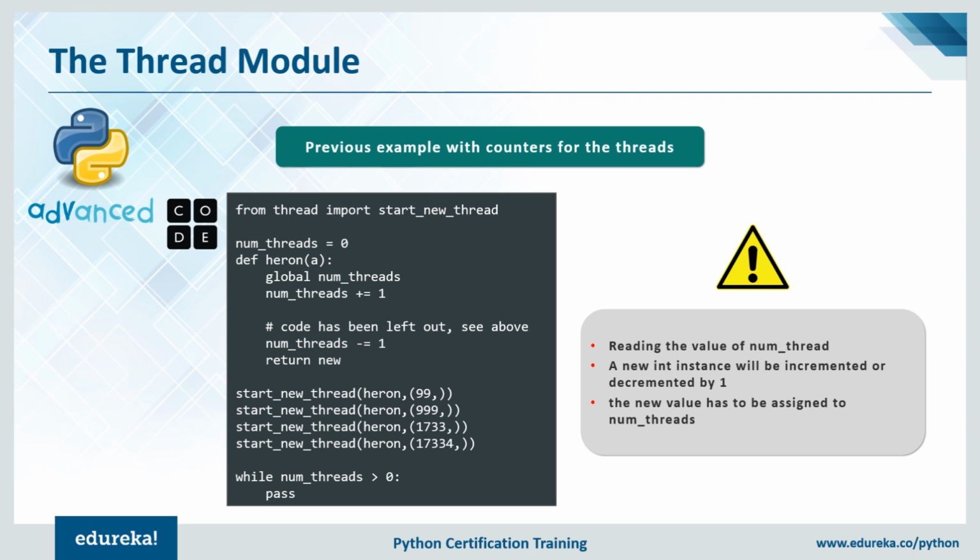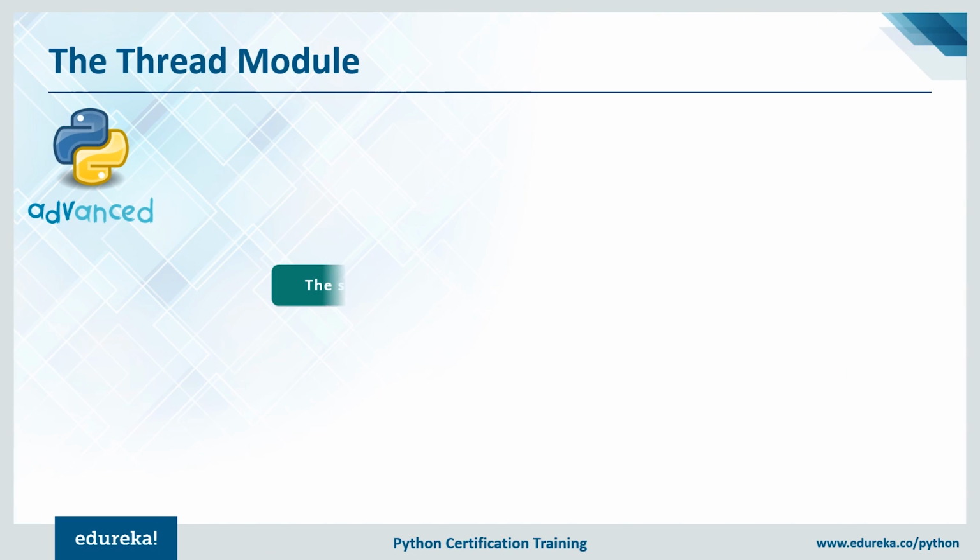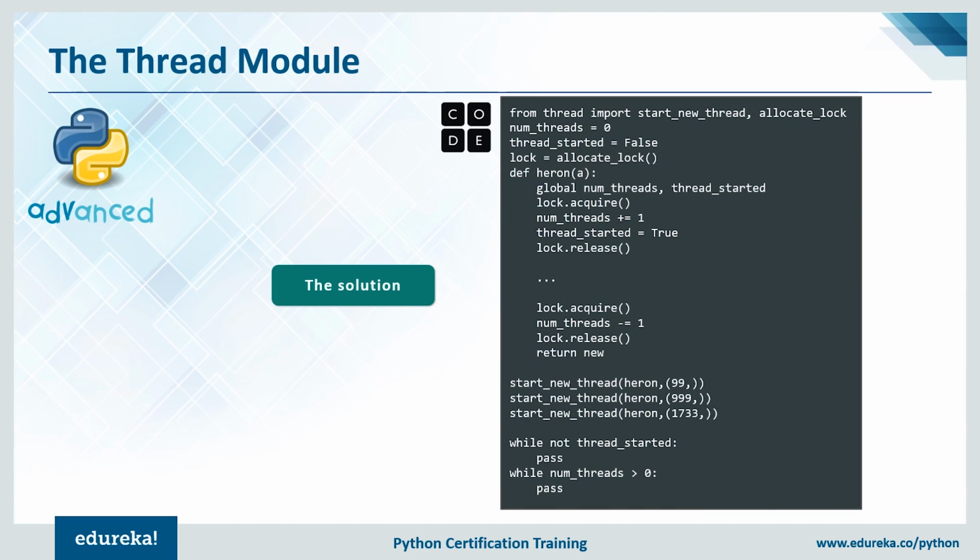The beginning of a critical section is tagged with lock_object.acquire and the end with lock_object.release. So we have acquire, lock, and release. The solution looks something like this on your screen. Check it out. Pretty simple, right?